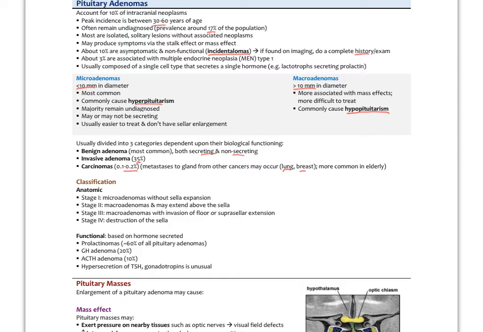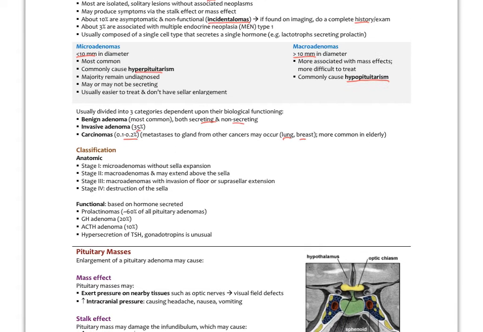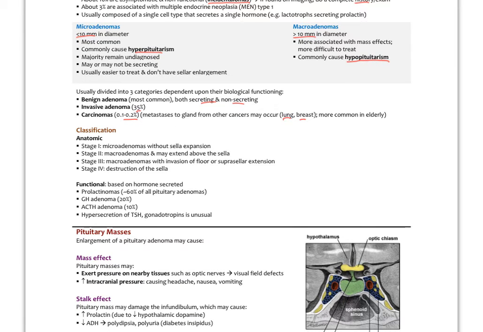We also classify them by their size. So stage 1 would be microadenomas without any cellular expansion. Stage 2 would be macroadenomas that may extend above the sella. Stage 3 would be macroadenomas that invade the floor of the sella, invade the floor of the sphenoid bone, as well as suprasellar extension. And stage 4 would be destruction itself of the sella. So you might see that on anatomical reports if you have patients with adenomas.